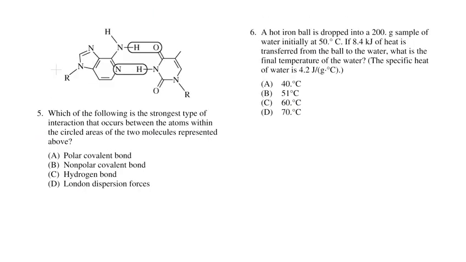Number 5. Which of the following is the strongest type of interaction that occurs between atoms within the circled areas? Okay, so we're looking at some nitrogenous bases here. And we see that when you have fluorine, oxygen, and or nitrogen, these are electronegative enough and small enough to pull the pair of electrons between them, N, O, F, doesn't matter, and the hydrogen.